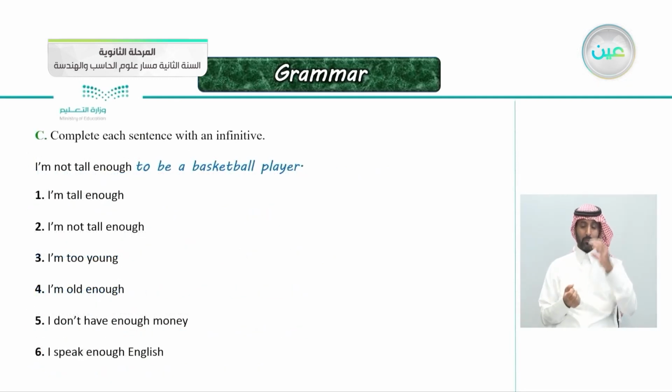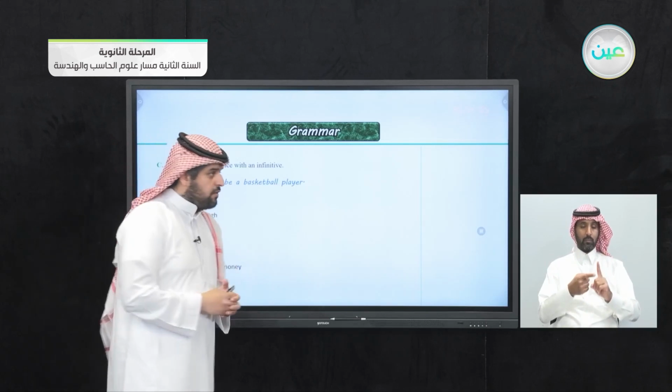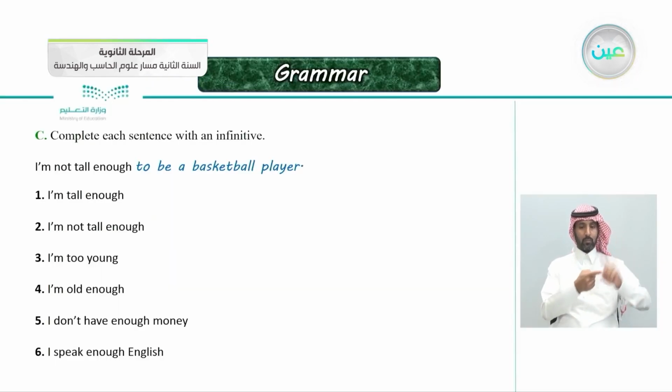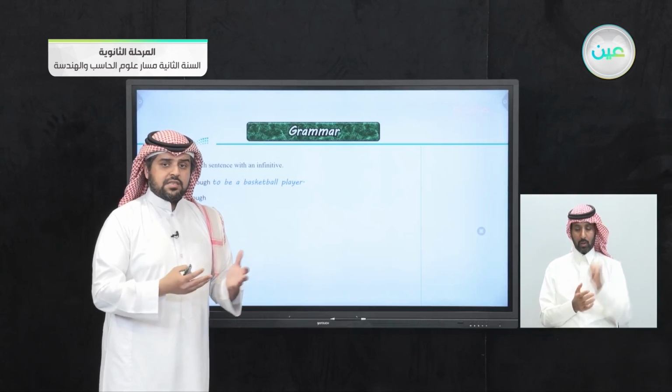Complete each sentence with an infinitive. If you remember the infinitive, as we said, to plus the base form. Here, the first one is already done. I'm not tall enough to be a basketball player. I'm tall enough to do what? To do something. You can complete any of these sentences as you like.